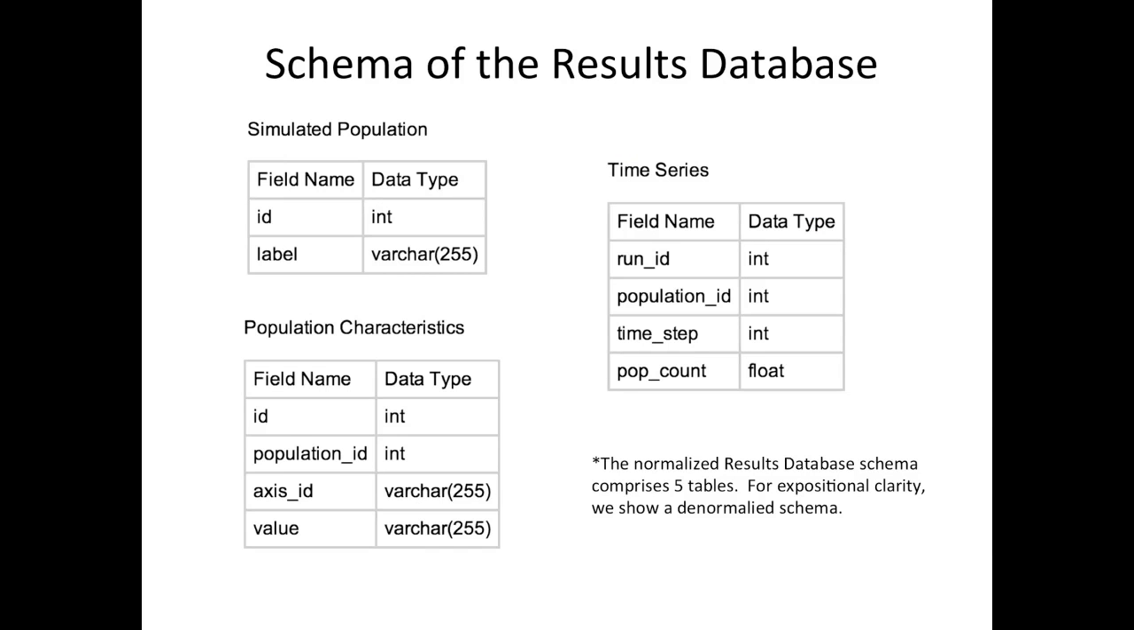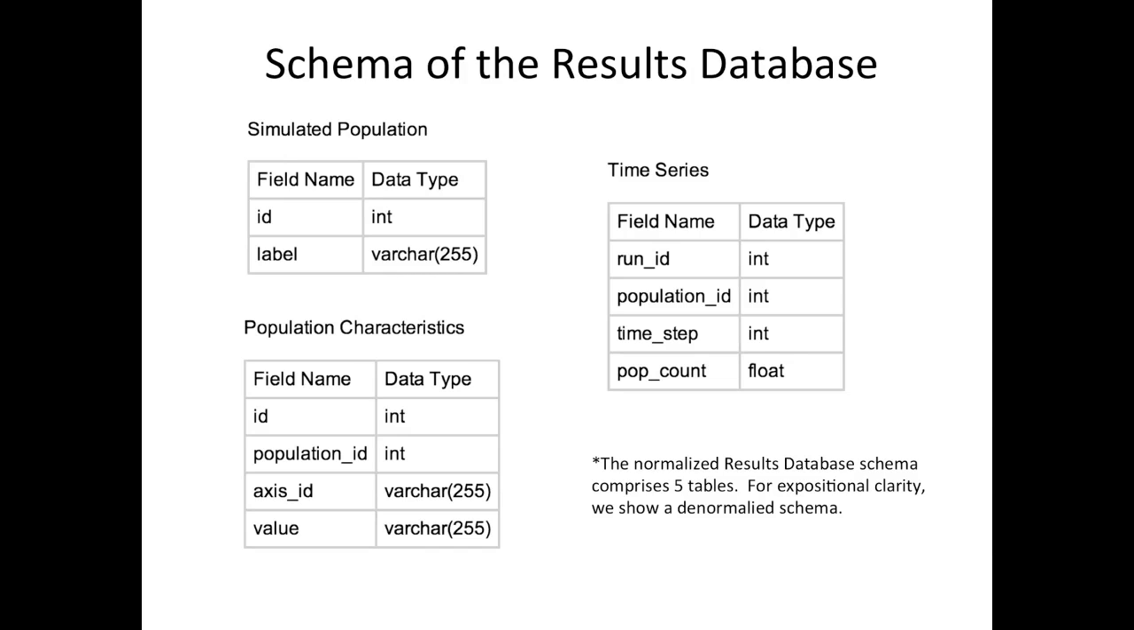This slide shows the schema of the results database. A key entity in the schema is the simulated population. A simulated population can have population characteristics which are specified as axes such as gender, age range, disease status, and location. The axes take values such as male and female or NSIDs, formerly known as FIPS, location codes. This schema is designed to accommodate whatever axes and values a simulator requires.